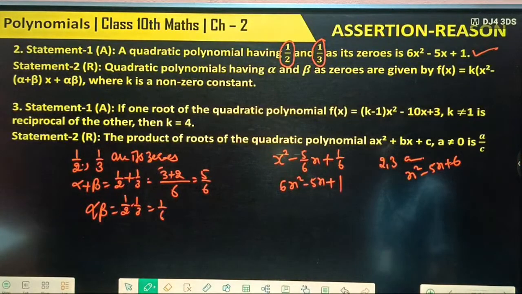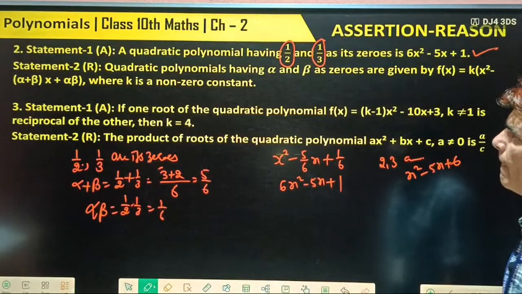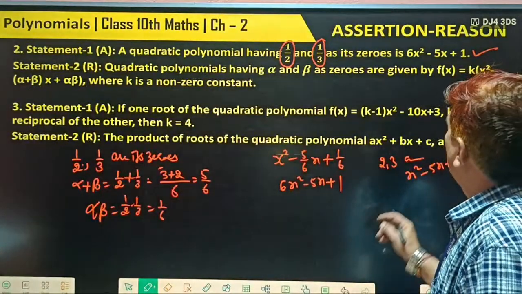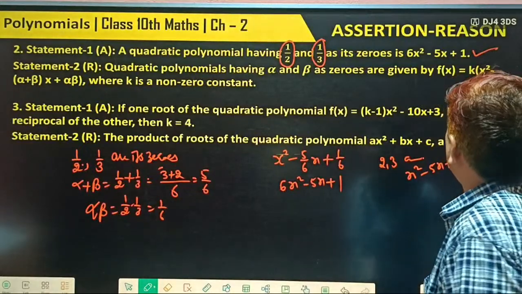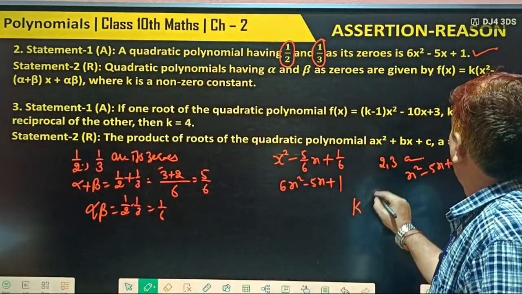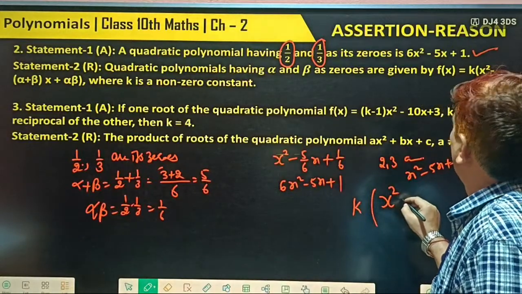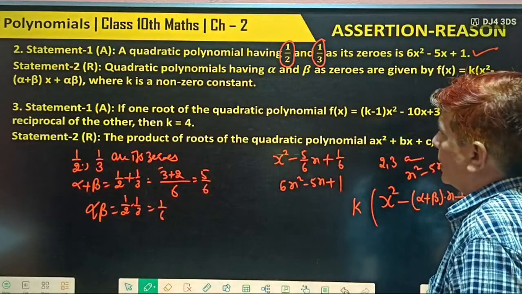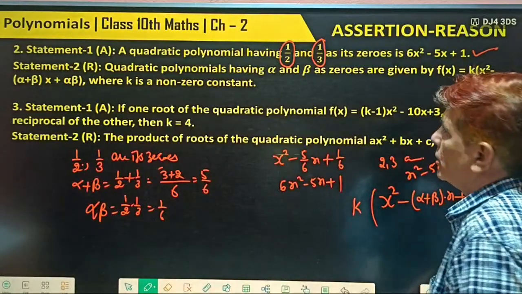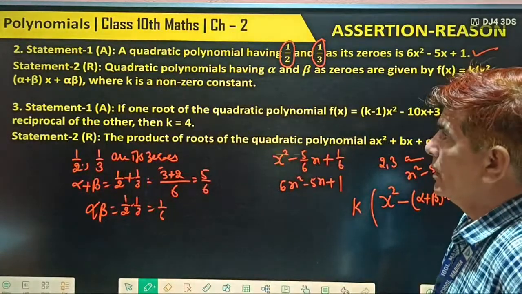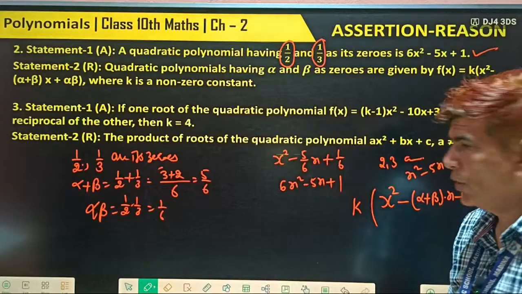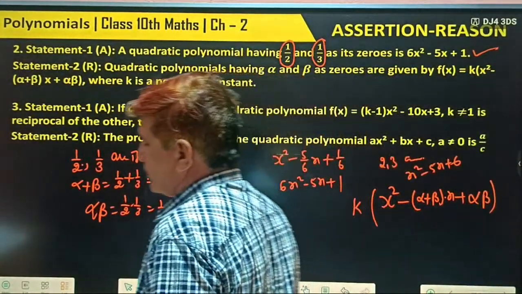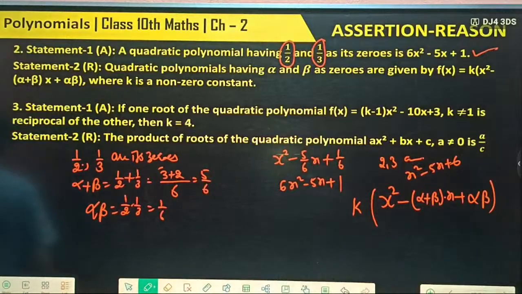Quadratic polynomial having alpha and beta as zeros is given by this, where k is a non-zero constant. What's given? Quadratic polynomial having alpha and beta as its zeros: then it is given by k into x square minus sum of the zeros into x plus alpha beta, the product of the zeros. So what you can say? Statement 1 is also right, statement 2 is also right. We applied that here.